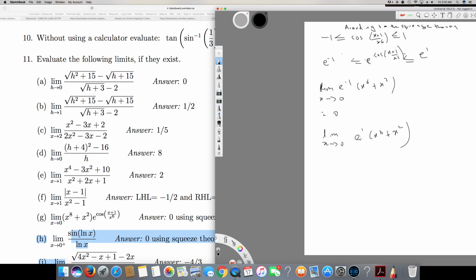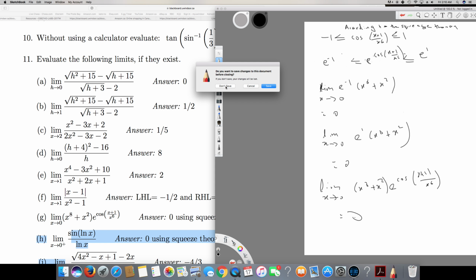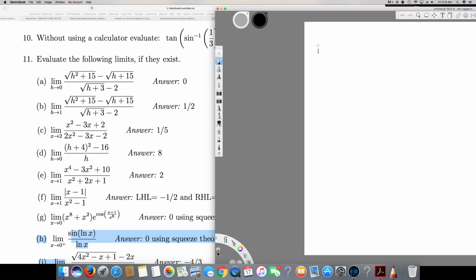So the limit as x approaches 0 of x to the 8 plus x square, e to the power of cos of 1 over x to the power of 6, is also equal to 0. So this is the answer for this question. And the next question is asking the limit as x approaches 0 plus, from the right, of sine of ln x over ln x.